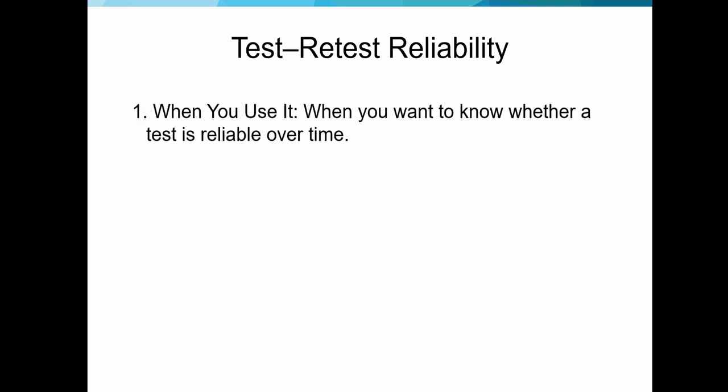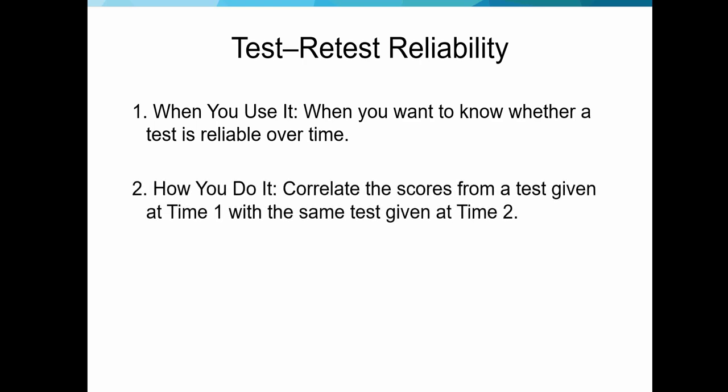Okay, so test-retest. This is when you want to know if a test is reliable over time. Now, time is defined by the researcher. It could be 20 minutes. It could be 6 months. It could be 2 years. The time is not set. The researcher decides the time. So to determine if a test is reliable for test-retest, we look at the scores from the first time the person takes the test and then the second time the person takes the test.